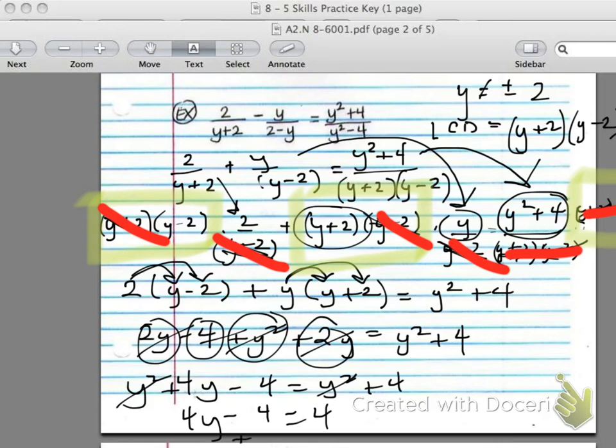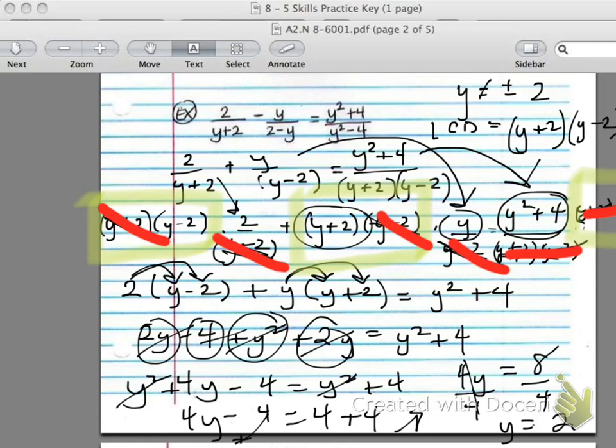Add 4 to both sides. That's going to cancel, leaving me with 4y equals 8. Divide both sides by 4. y equals 2.